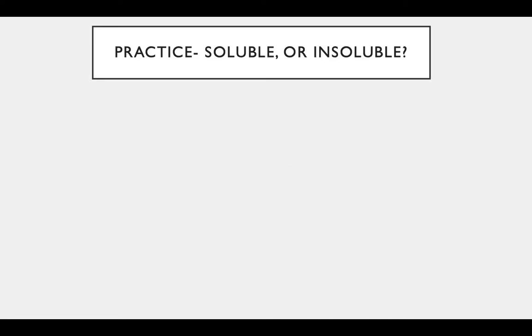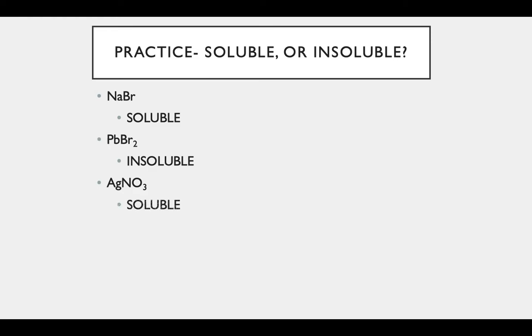So, we've got some practice problems here. Sodium bromide. It's going to be soluble. Bromine is mostly soluble, and sodium is an alkali metal, so that's going to dissolve. Lead bromide. So bromide is a soluble ion, however, lead is one of those exceptions, so this would be insoluble. Silver nitrate. So the nitrate ion is one of those ions that is always soluble, no exceptions. So this is going to be soluble.